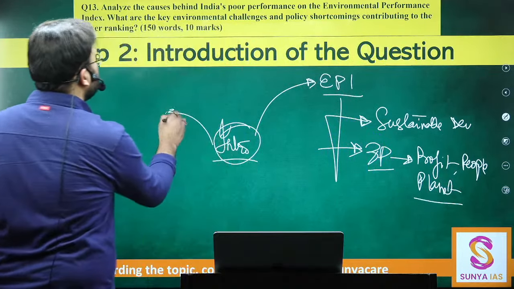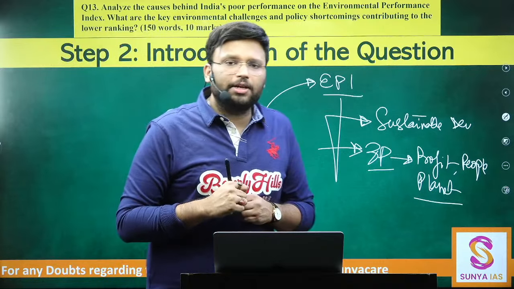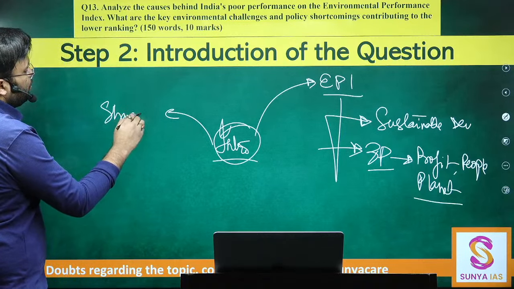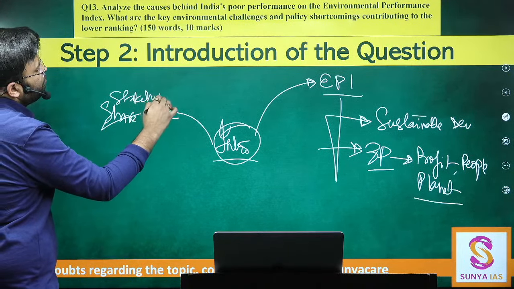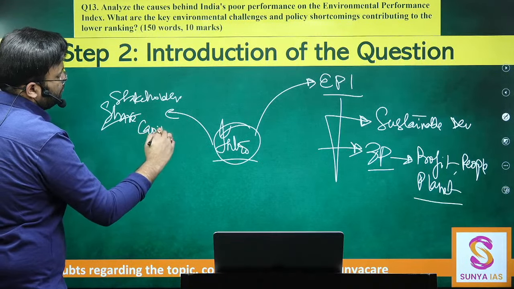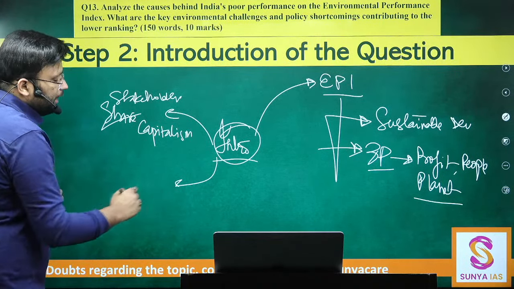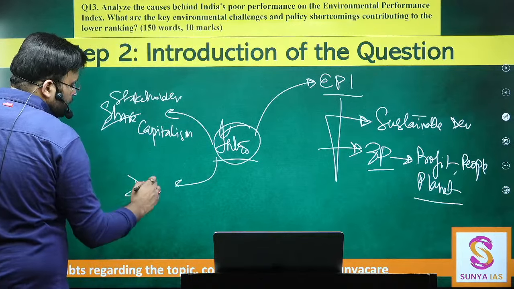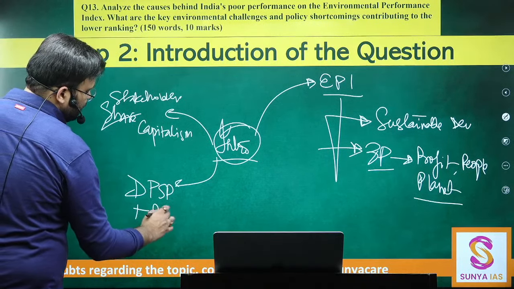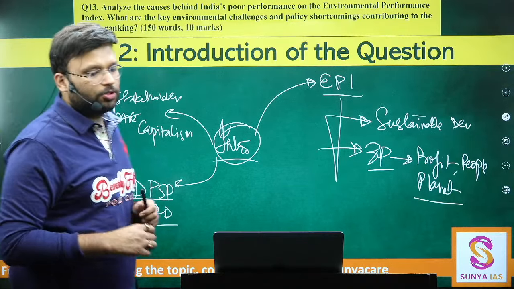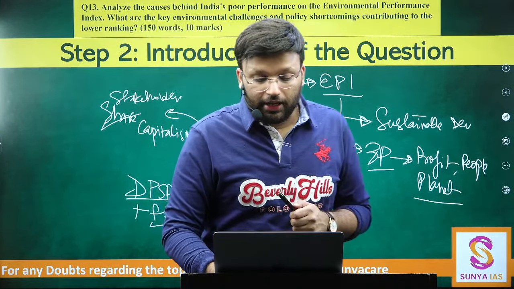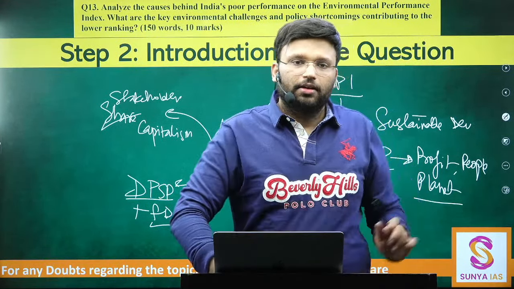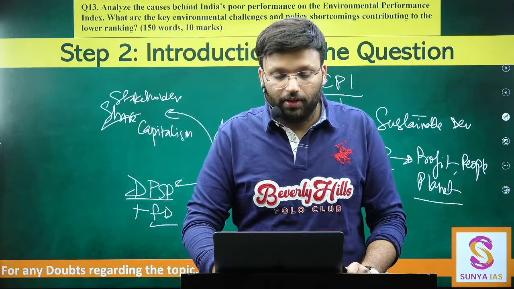You can also tell how environmental conservation is important to achieve stakeholder capitalism. You can also tell the importance of conservation of the environment. Why? There is talk of conservation of the environment in DPSPs as well as fundamental duties. So even in a question, when we are dealing with GS3 answers, we can use DPSPs and the fundamental duties also. Okay.